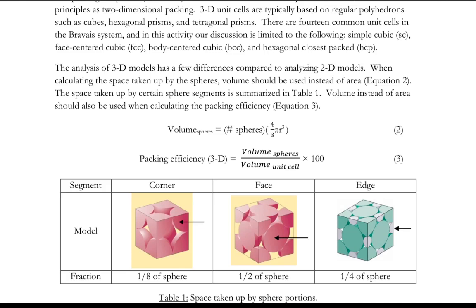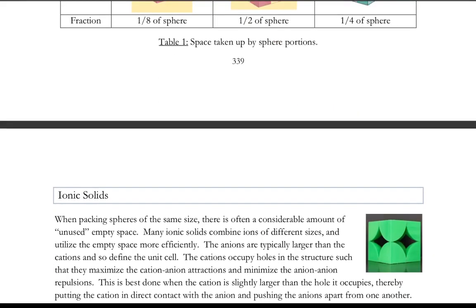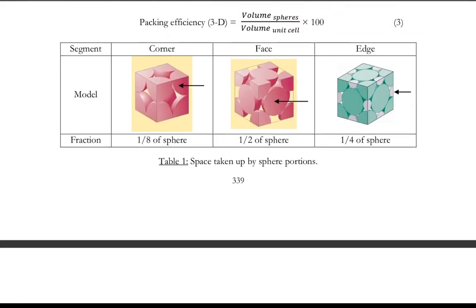If we have a face that we're referring to, that comes up in the face-centered cubic, 1/2 of that is in the unit cell. This last one is showing an edge piece, which comes up when we have ionic solids. And when we have what's referred to here as an edge piece, 1/4 of that sphere is in that unit cell. So come back and look at this table 1 as needed.